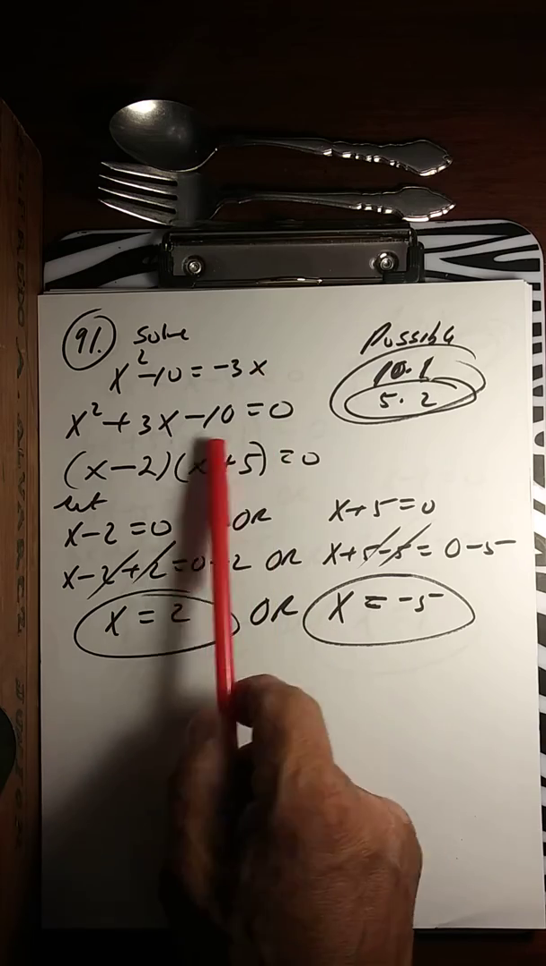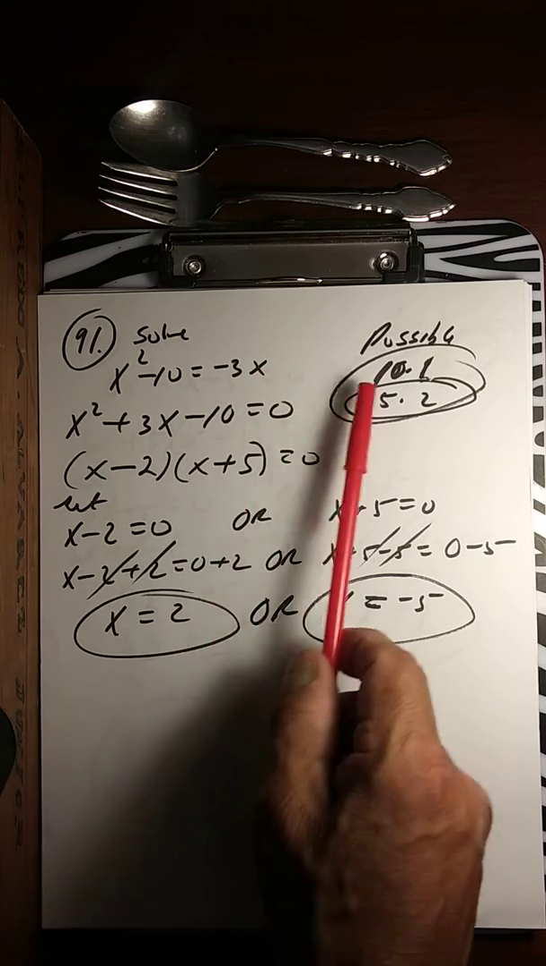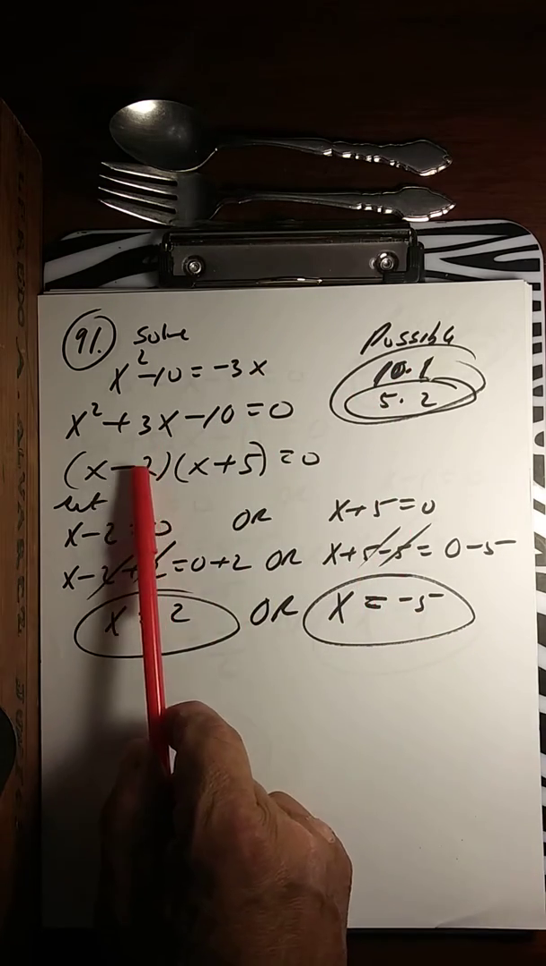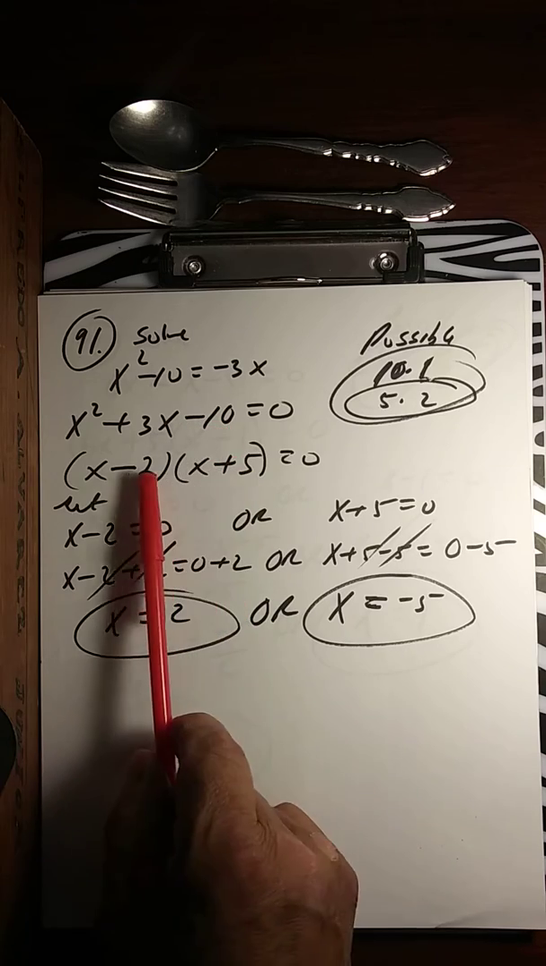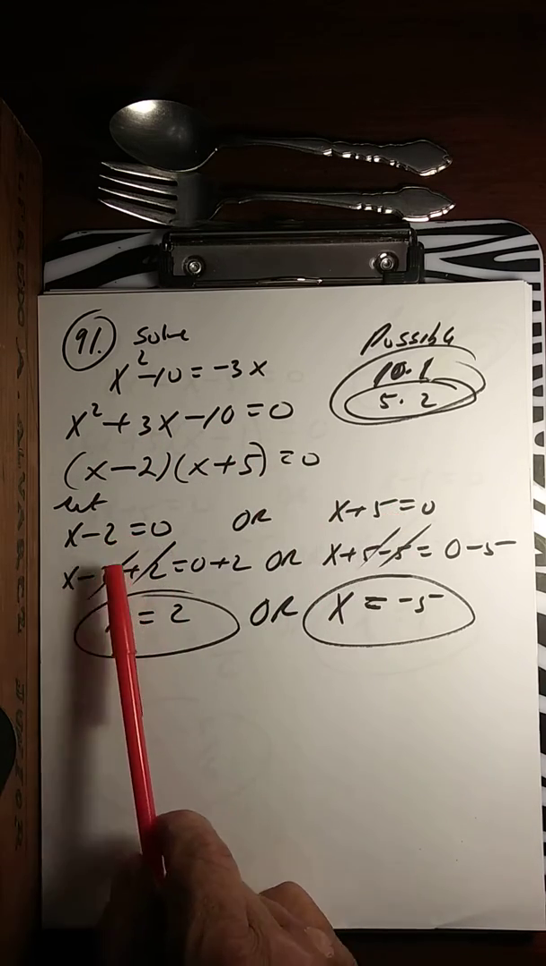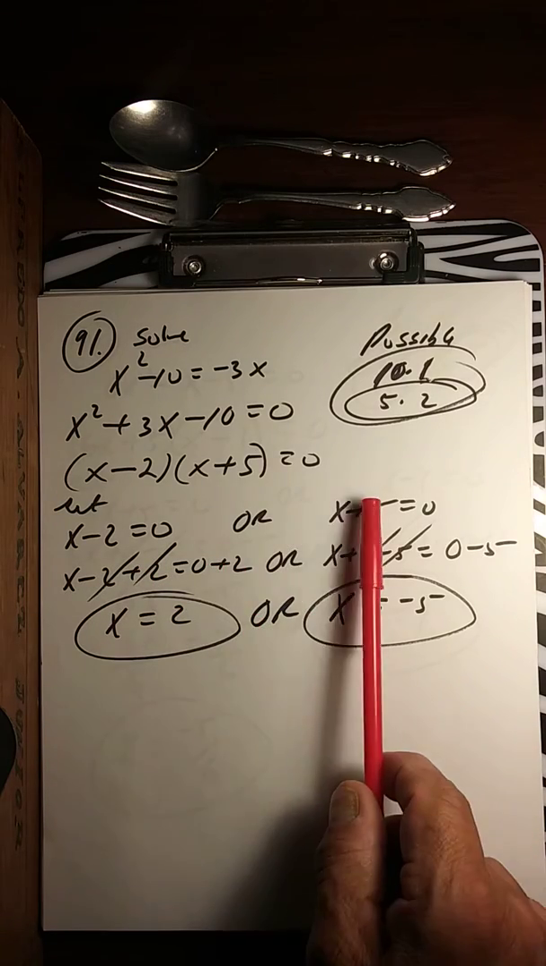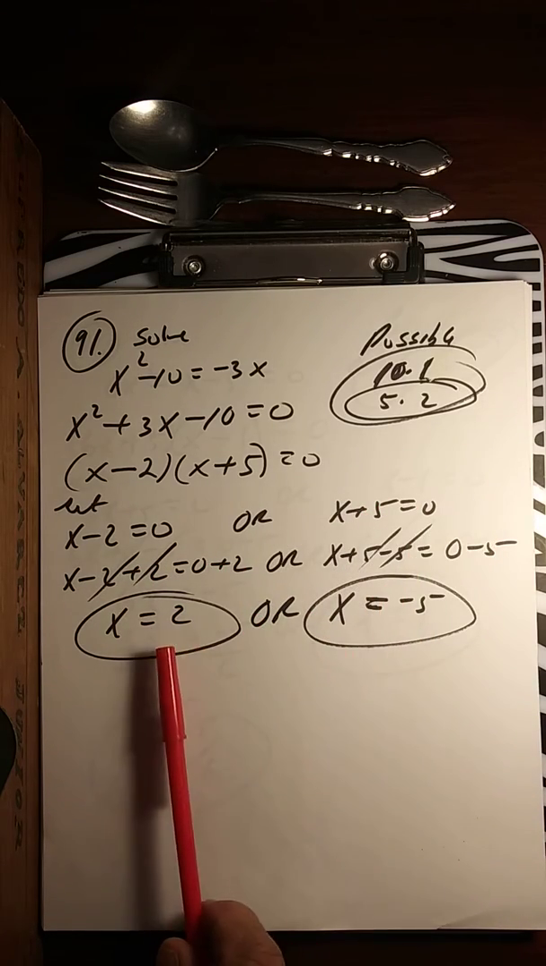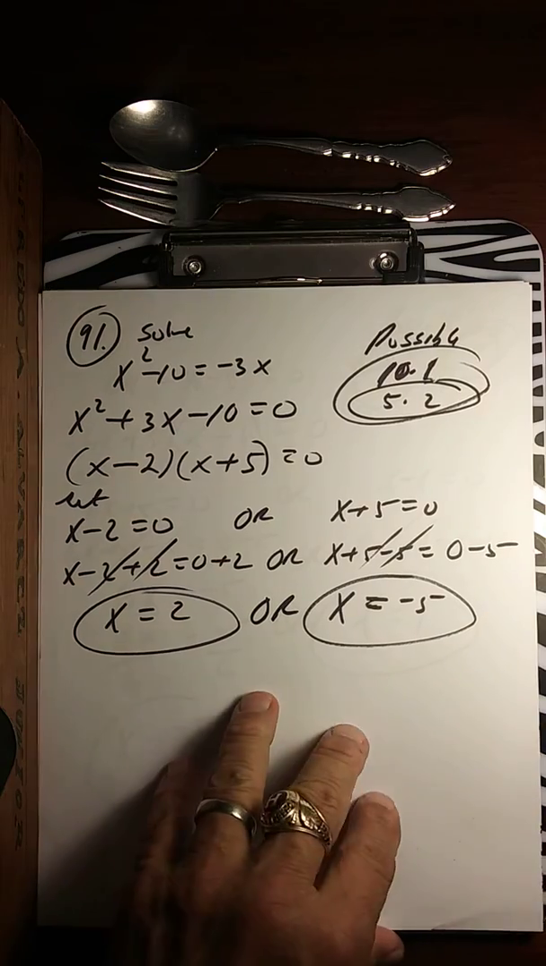Solve this, let's bring it over to the other side. Make it negative 10, so 10, we're going to use 5 and 2. 5 times that is negative 10, 5 minus 2 is 3. So now we have x minus 2 equals 0, x plus 5 equals 0. Plus 2, x equals 2, minus 5, so x equals negative 5. So 2 and negative 5.